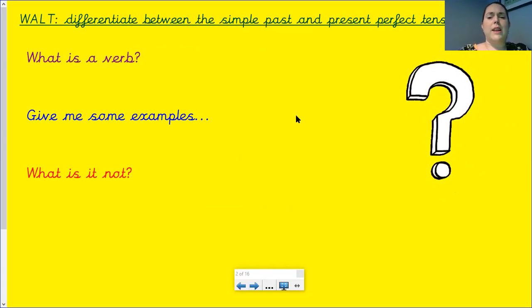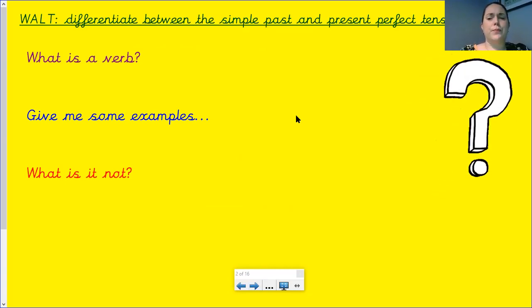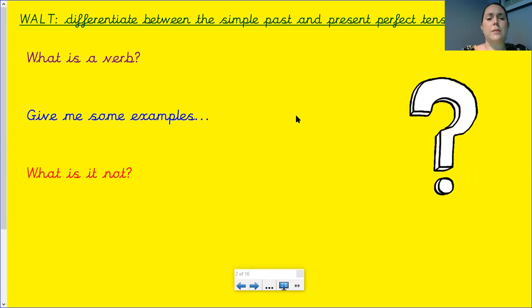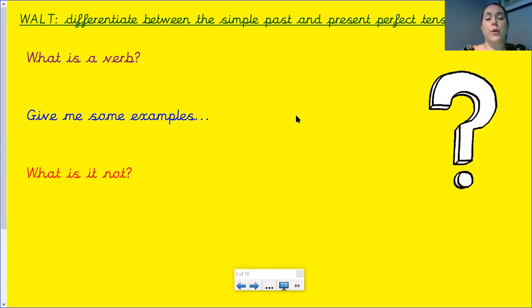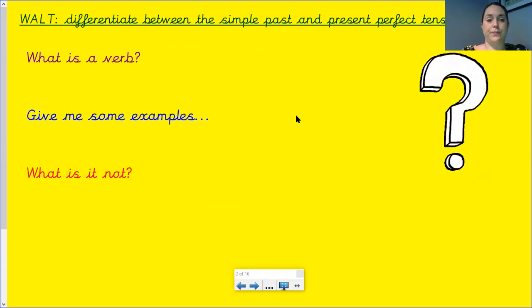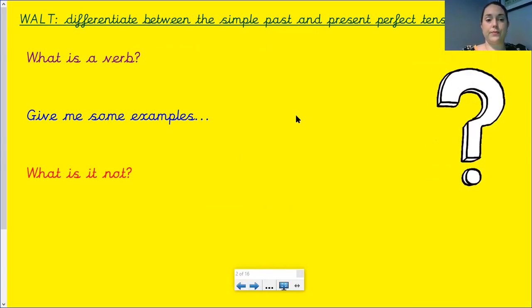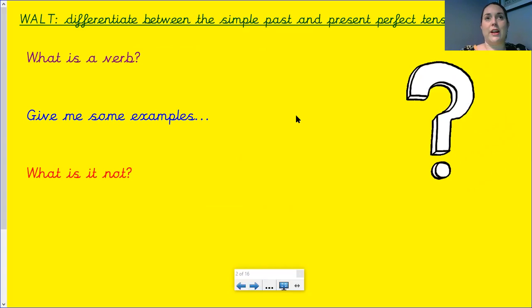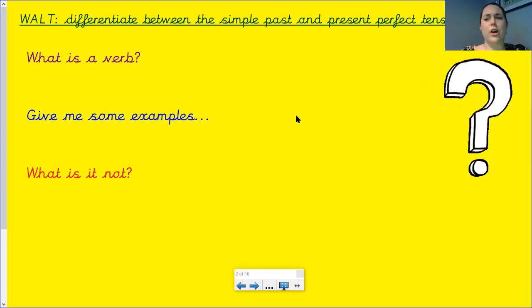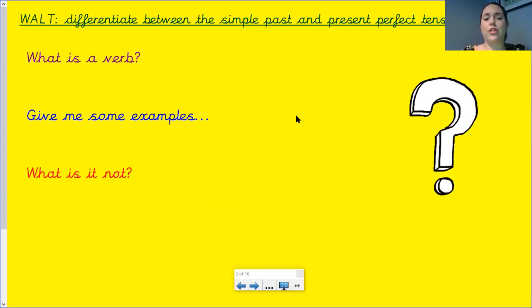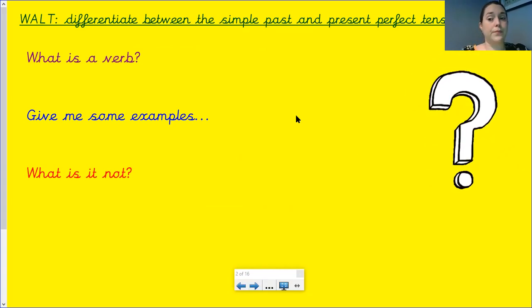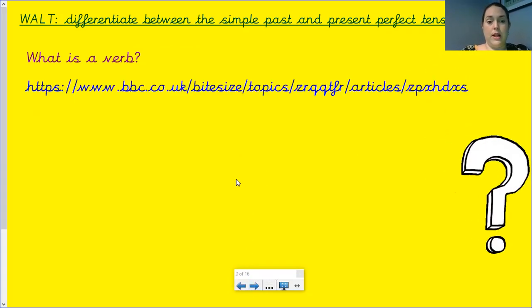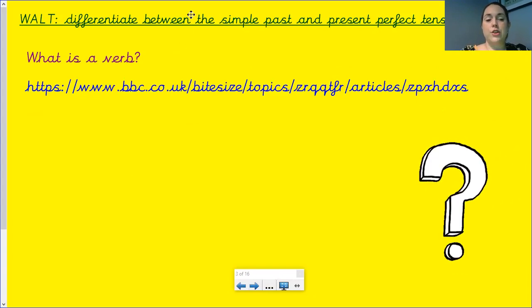First thing we need to think about then is, what is a verb? Could you please pause the video and write down three words which are verbs for me? Okay, your next challenge then is to think about, what is not a verb? Could you please write down three words which are not verbs for me? Let's find out a little bit more. I'm going to share a website with you.